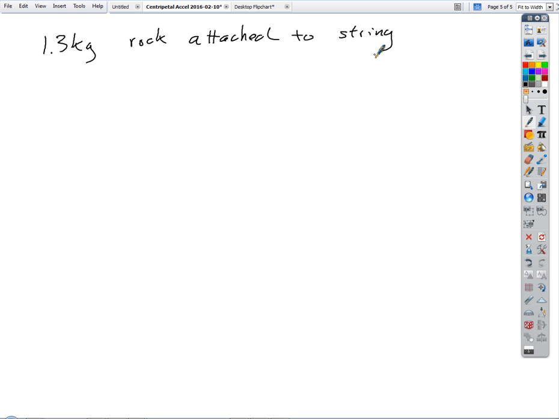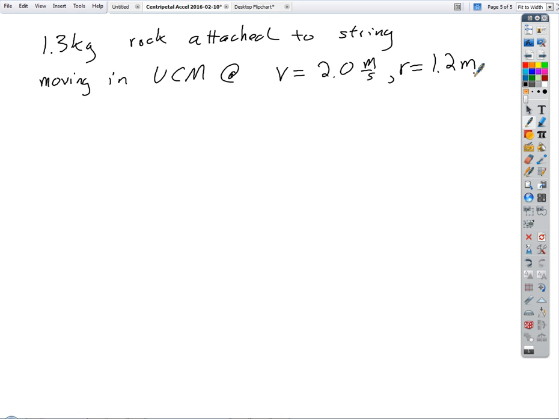Okay. Attached to a string, and let's say it's moving in uniform circular motion at a speed of v equals 2.0 meters per second, and the radius of the circle is 1.2 meters. Okay, what's going to be the tension in the string? We can figure it out.